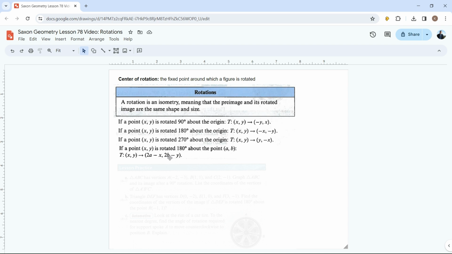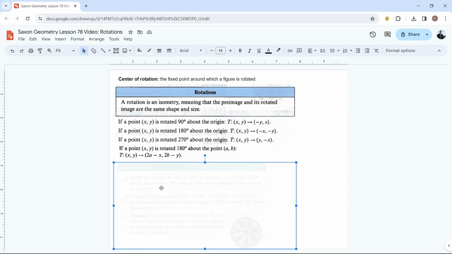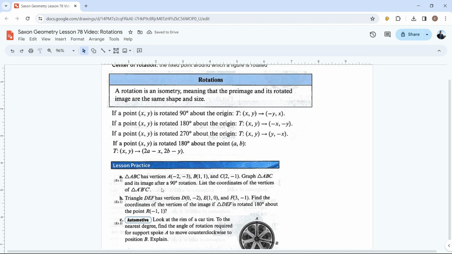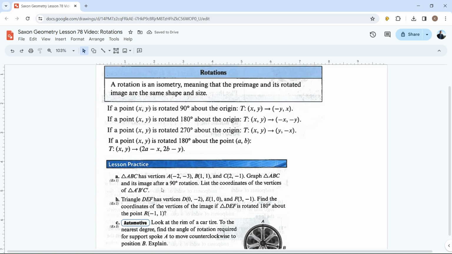So maybe we'll get a chance to practice with that. Let's check out our lesson practice problems and see if we can apply some of these. Letter A. It says triangle ABC has vertices A (-2, -3), B (1, 1), and C (2, -1). Graph ABC and its image after a 90-degree rotation. List the coordinates of vertices A prime, B prime, C prime.